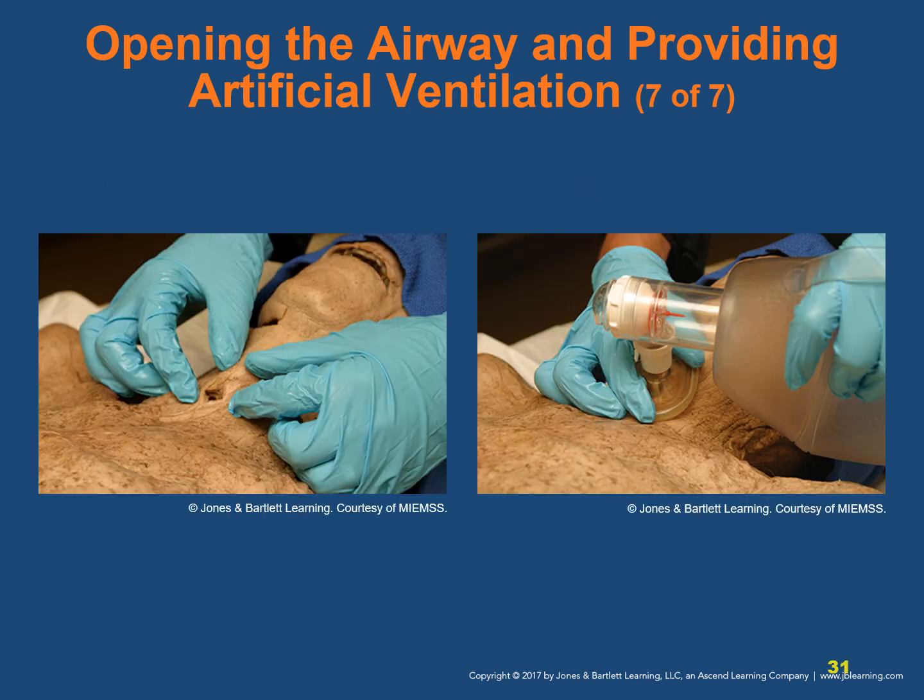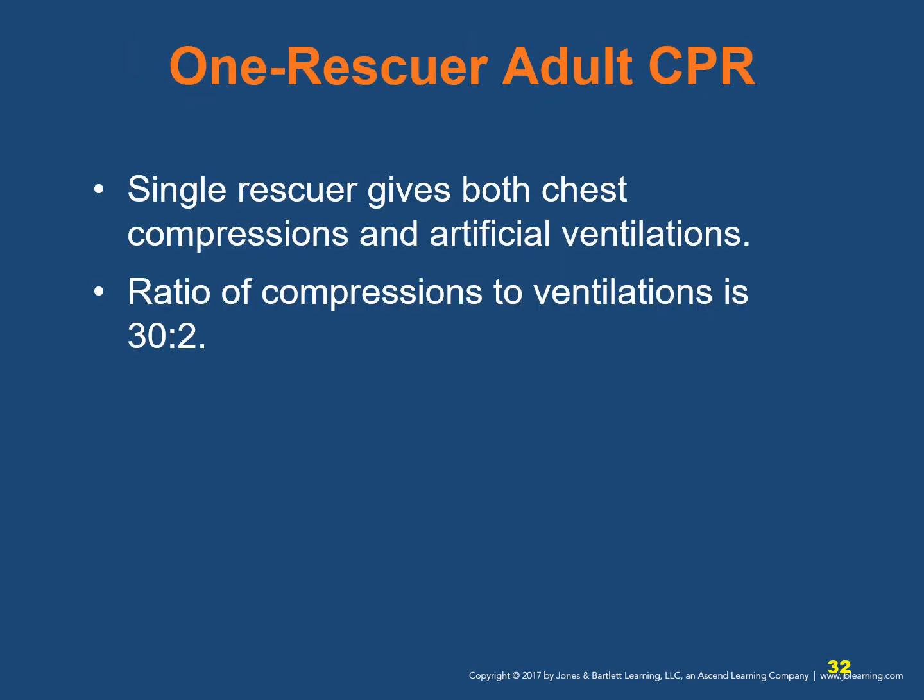The figure on this slide demonstrates how a barrier device attaches to a stoma. The stoma connects the trachea directly to the skin. Use a BVM or pocket mask device to ventilate a patient with a stoma. One rescuer adult CPR. When providing CPR alone, you must provide a continuous cycle of 30 chest compressions followed by 2 artificial ventilations. The ratio of compressions to ventilations is 30:2.